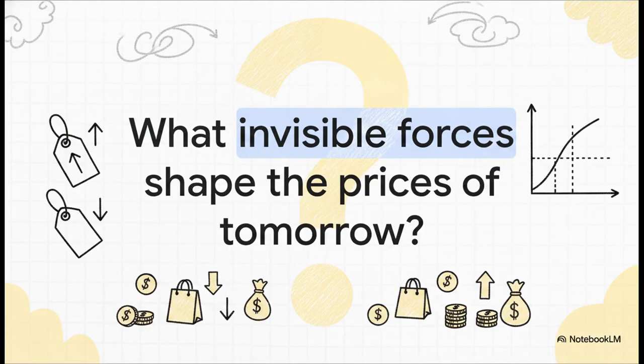Which leaves us with a pretty wild thought. Every single time you see a price tag change, you are witnessing this exact graph playing out in real time. If shifting human choices can entirely rewrite the price of a good without a single factory ever changing its output, what invisible forces are shaping the prices of the things you'll buy tomorrow? Are you buying in a surge or are you buying in a slump?